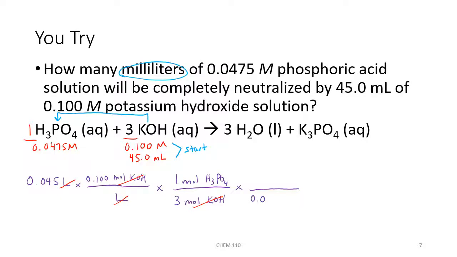We have 0.0475 moles of the phosphoric acid per liter of solution. So the liter goes on the top, the moles are in the denominator, they cancel. And then just because the problem asked for it in milliliters, we're going to multiply by 1,000 since there's 1,000 milliliters in a liter. Our liters will cancel. And our volume that would be required when we calculate should be 31.6 milliliters of the phosphoric acid.